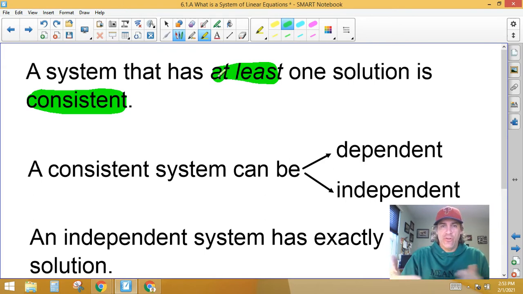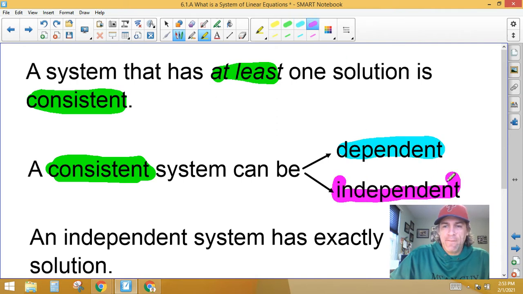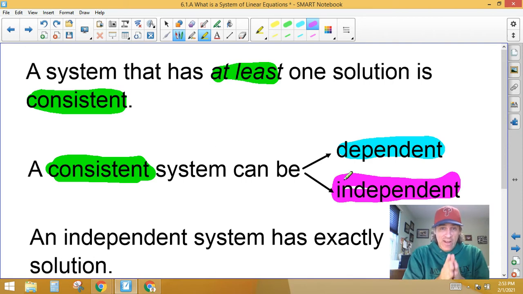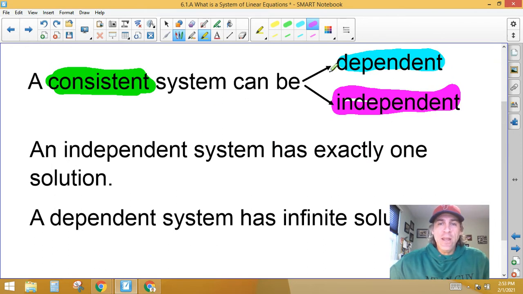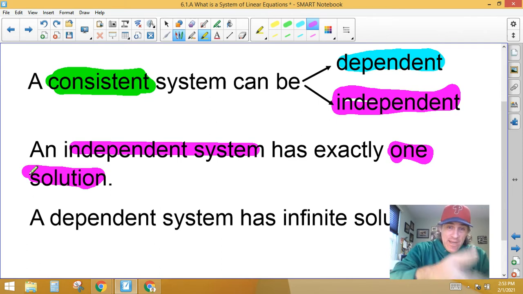You may need to pause this along the way just to catch up with the notes. A consistent system, meaning it has at least one solution, can either be dependent or independent. So if it's consistent, it can branch out into two different parts. An independent system has exactly one solution. So it has one ordered pair that will make it true. It's consistent, independent, which means it has one solution.